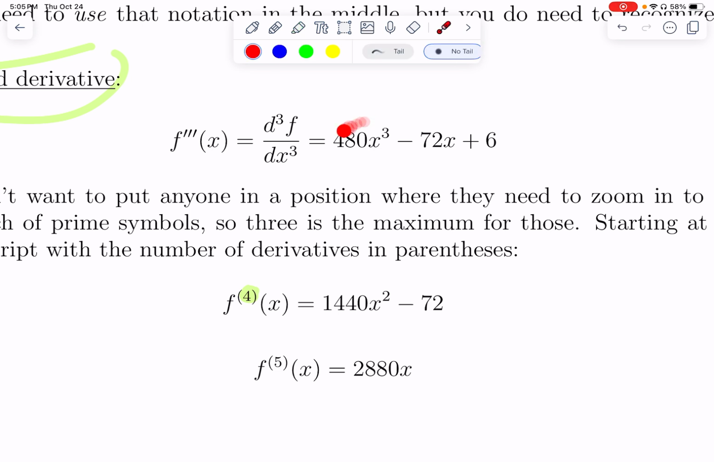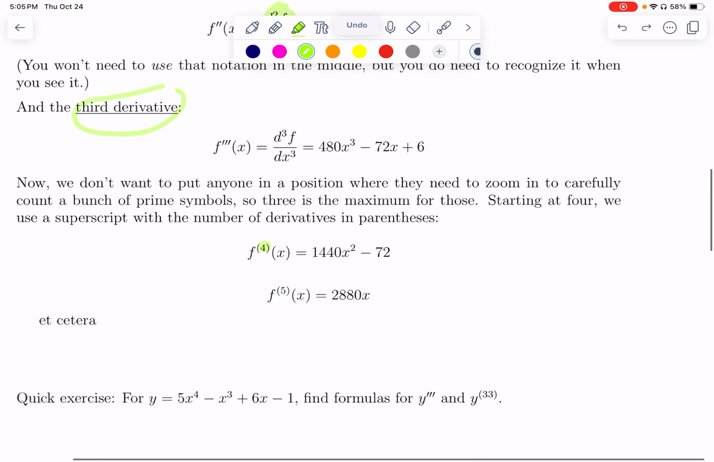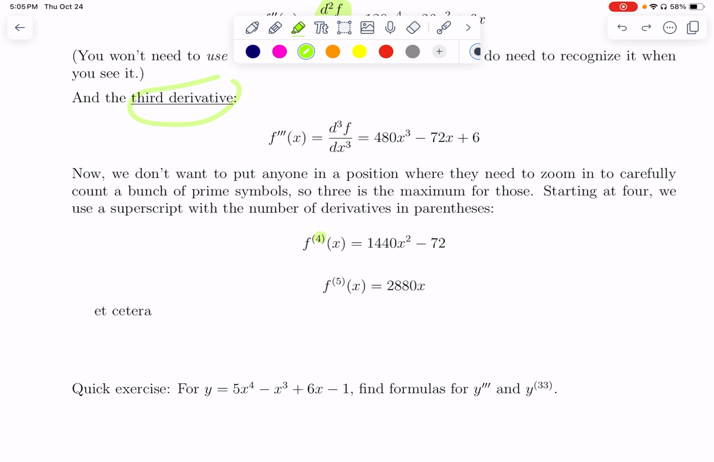So I've taken yet another derivative. I get 1,440x squared minus 72. The fifth derivative, again, once I get past 3, we're just putting the number in parentheses. And I could keep going, right? So theoretically, we could do this forever. Very often, at a certain point, it stops being interesting. But this is how it works, right? So really, we just have this verbiage of second derivative, third derivative, etc., and some new notation. But if you know how to take derivatives, you know how to take second derivatives and third derivatives. You're just doing the same operation over and over again.